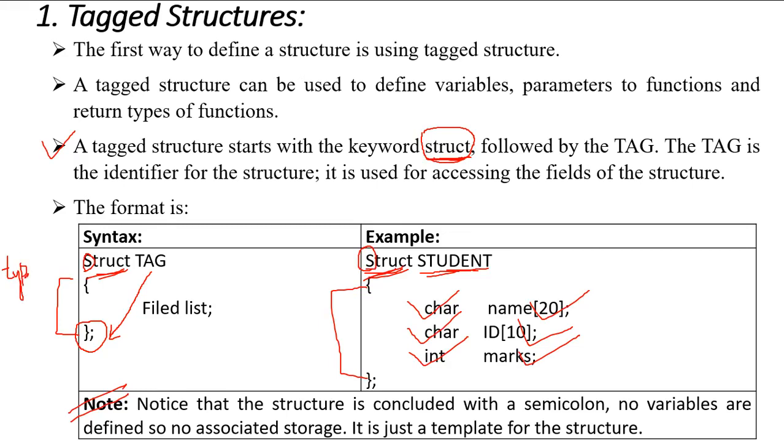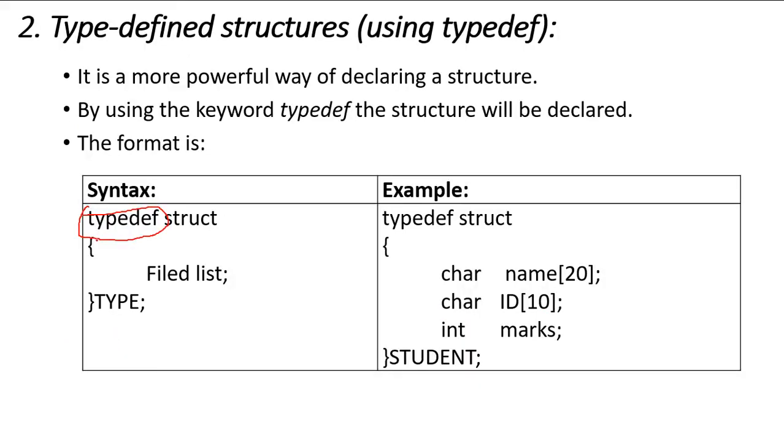The difference between tagged and typedef structures is only this one. In typedef structures, we are using one extra keyword, that is typedef, and we are pushing this tag down. Over here we are calling it the type name. Clear? So typedef structures are similar to your tagged structures, but only one extra keyword, typedef, we are using, and we are pushing the tag down.